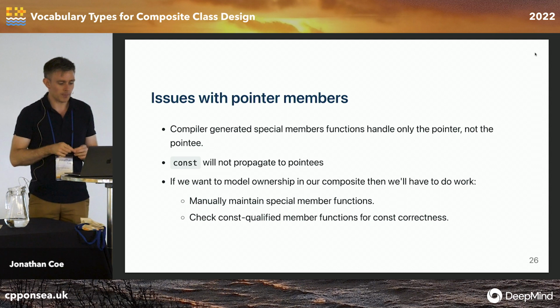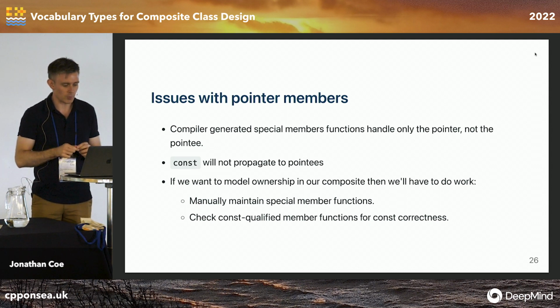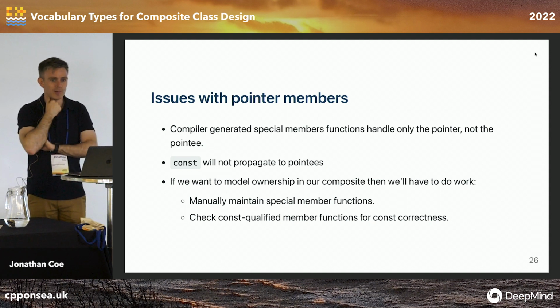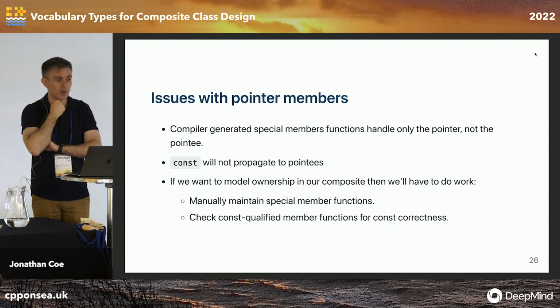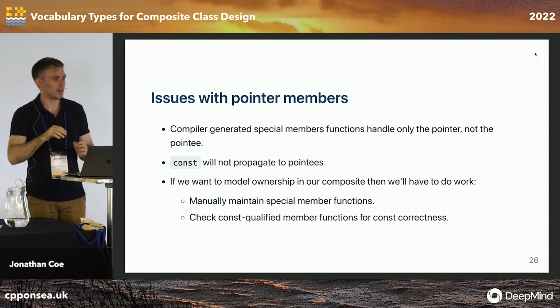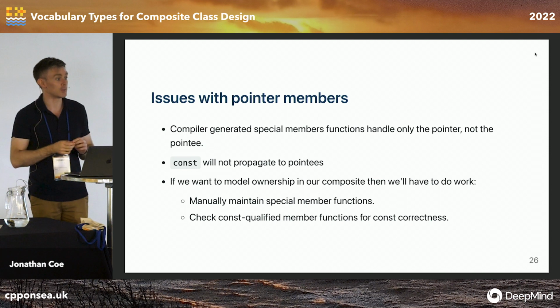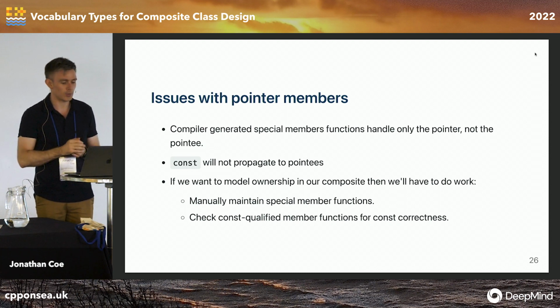So we want to model ownership in our composite. So we're going to have to do some work by manually maintaining these special member functions, or manually checking these const qualified member functions. Manually maintained special member functions, I've seen that cause real problems in production code, and it's really embarrassing and painful, and something that one really feels could be avoided. And similarly with the const qualification, there's some code we once wrote to run some analysis on a client model, and we ran the analysis on the client model. I was like, it changes the behavior, but how can it do that? Well, we've got const in all the right places, but actually that wasn't enough, because you've got a few pointer members around the place, and suddenly all the guarantees disappear.